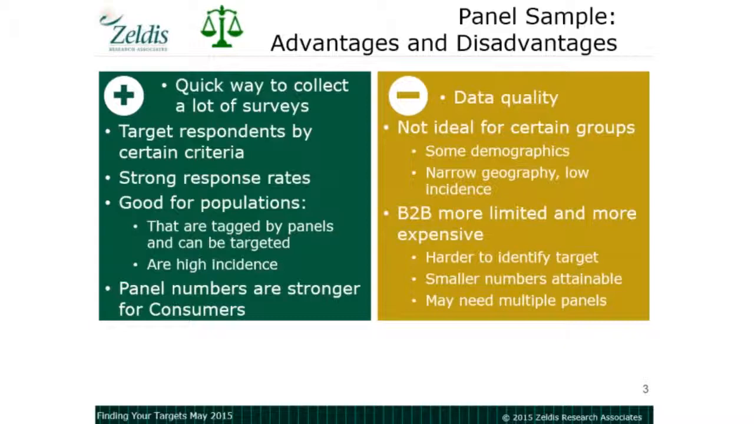Panels are improving all the time in terms of the demographics that they haven't always been considered to be ideal for. They are getting better in those areas and they're growing their numbers. They're still not always ideal for certain demographics. If you're looking for a narrow geography or a low incidence population, it could be very hard to find them or very expensive. As I mentioned, it's a little bit more limited when it comes to B2B, and more expensive.